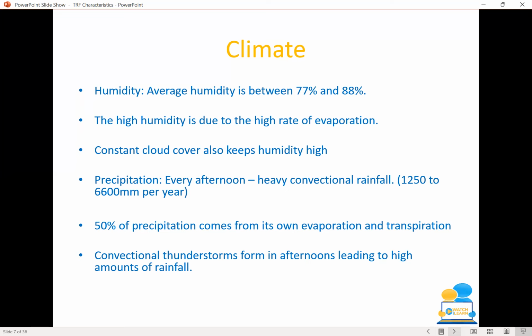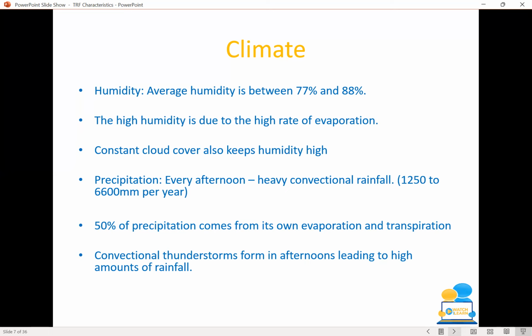As we said already, these facts are important when it comes to writing your answers. We're talking about 1,200 to 6,600 millimeters of rainfall per year. So a huge amount of rainfall in this area, due to these humid conditions and the high rate of evaporation. 50% of precipitation comes from its own evaporation and transpiration.